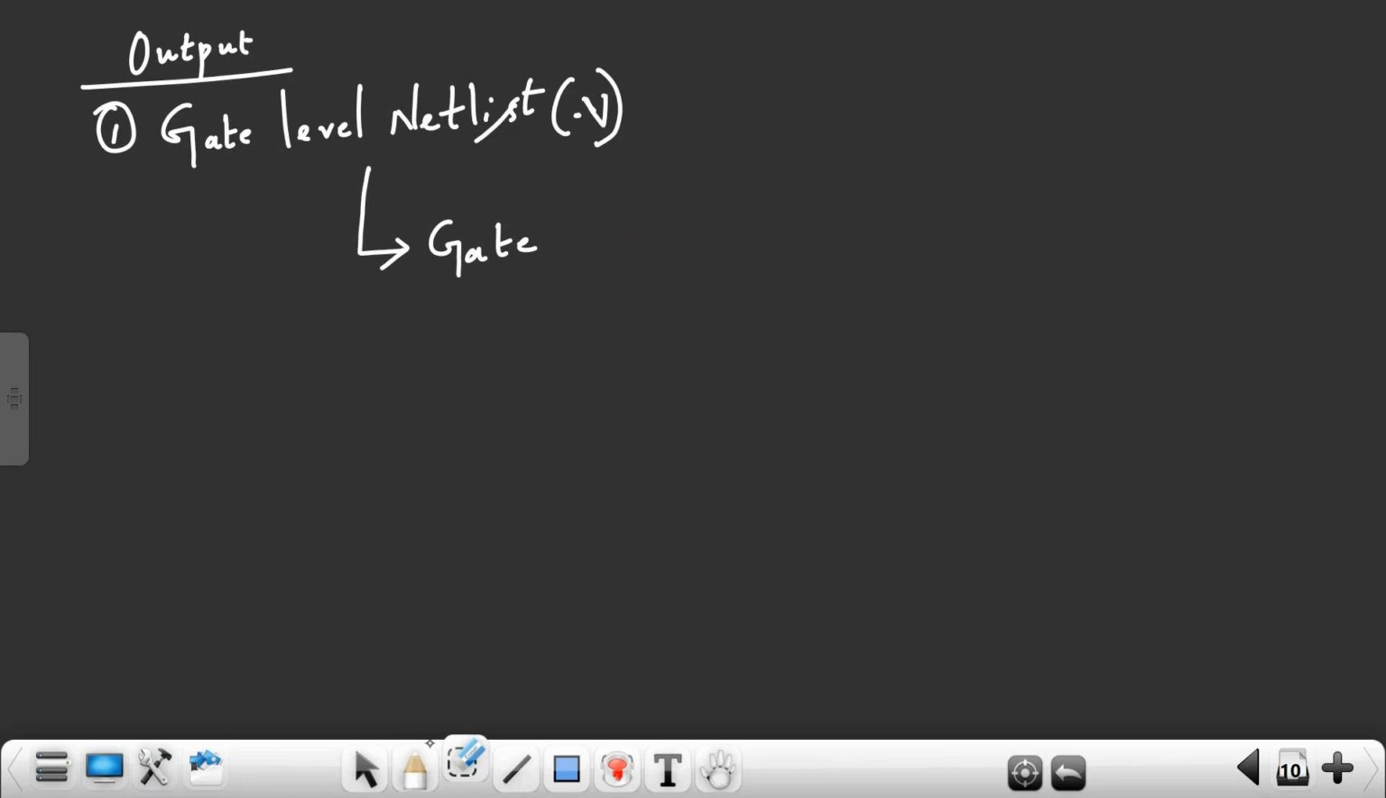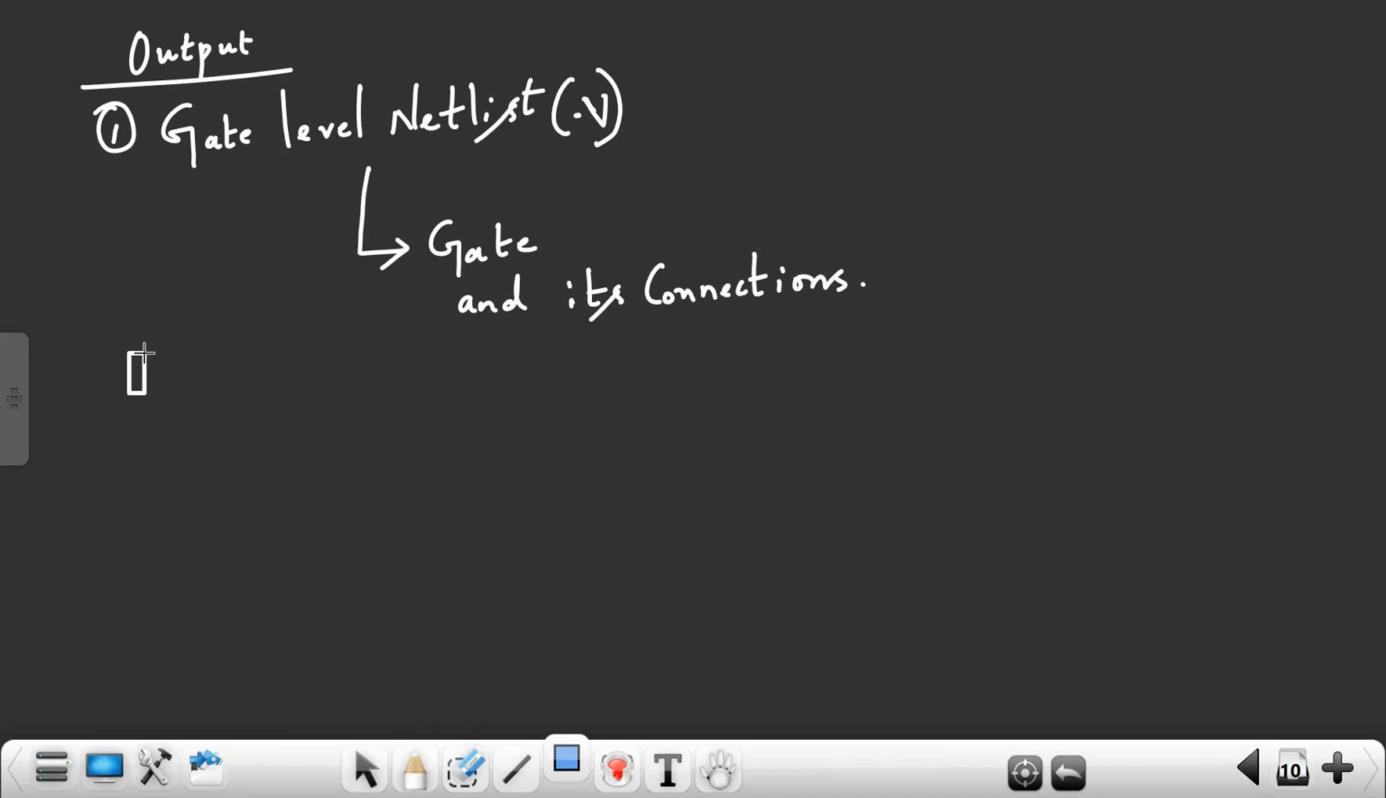You should not be having an if statement. You should not be having any assign statement. You should be having gates and their connections. This is called a gate level netlist. So I will give one example. You can take one example.